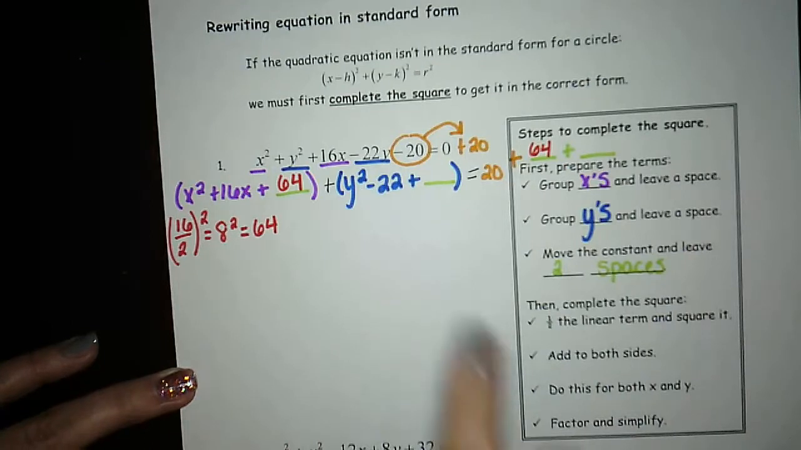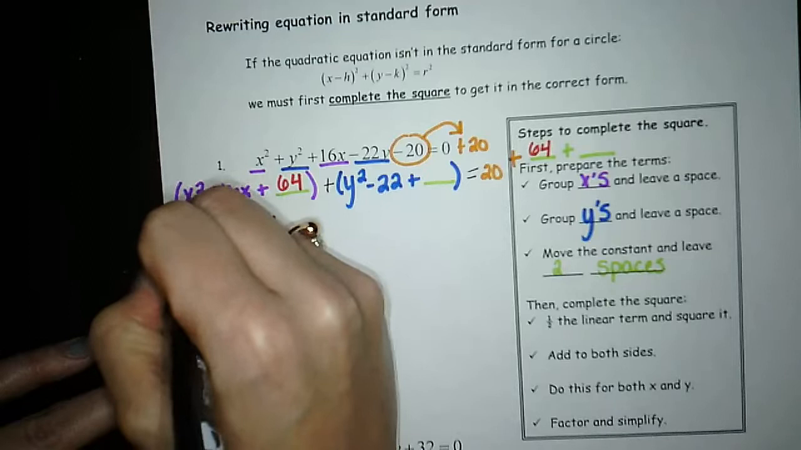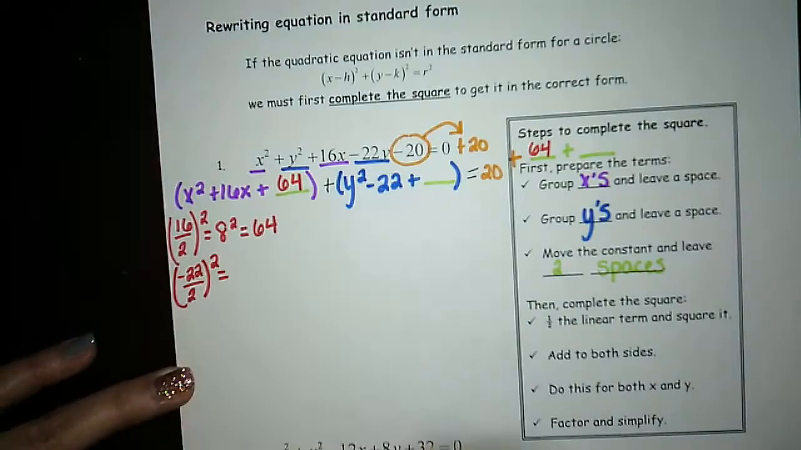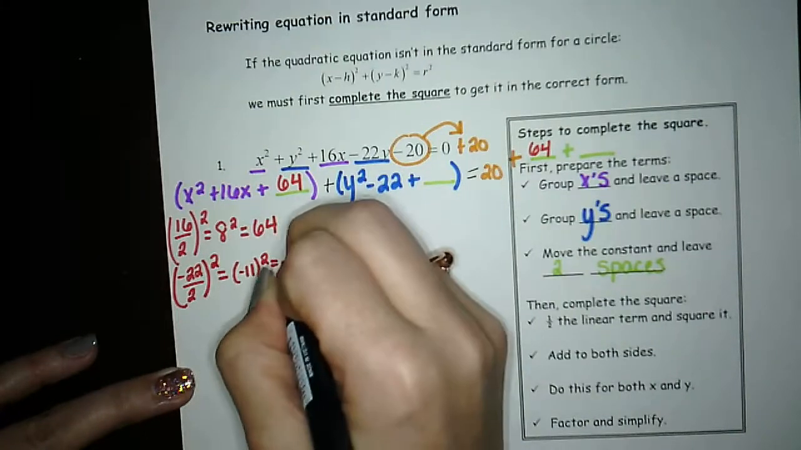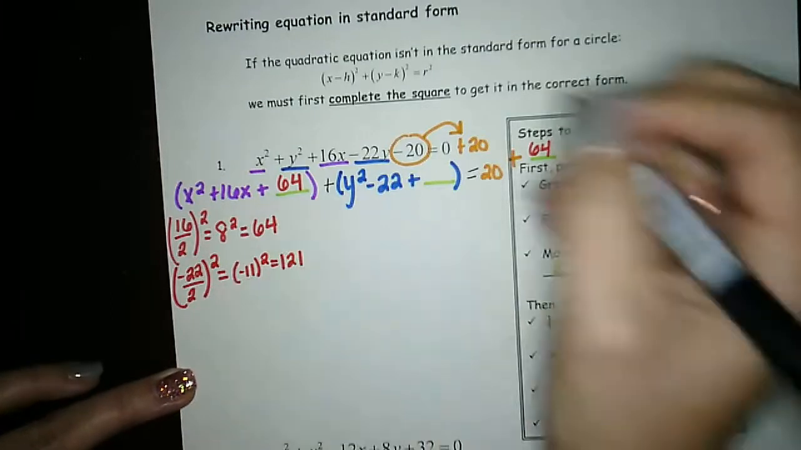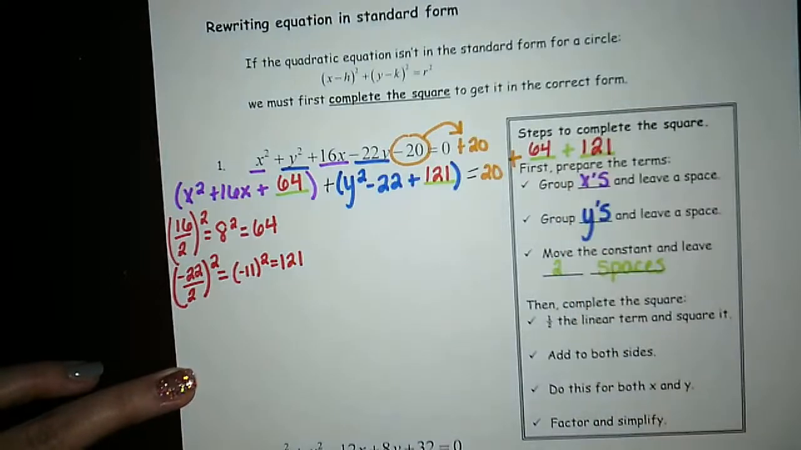Now we're going to do the same thing with this y constant. We have negative 22 divided by 2 and then squared. So half of negative 22 is negative 11. And when we square that, we get a positive 121 because negative times a negative is a positive. Again, what we do to one side, we do to the other.